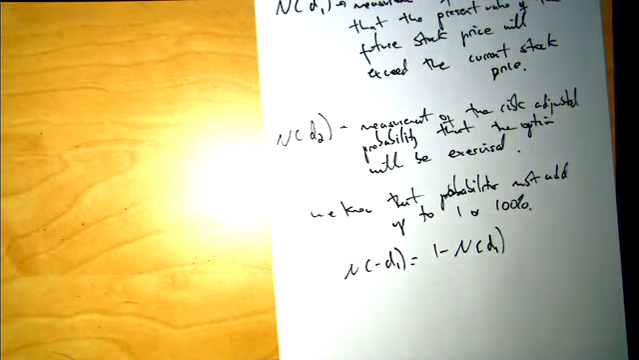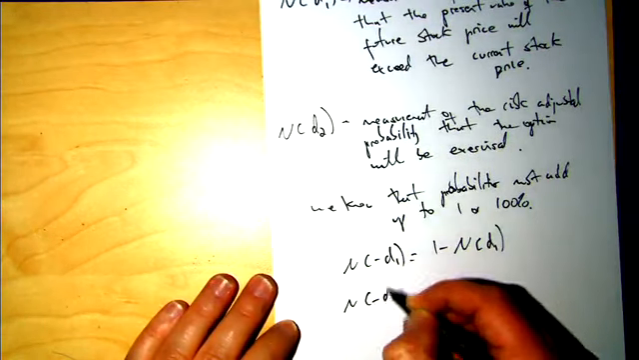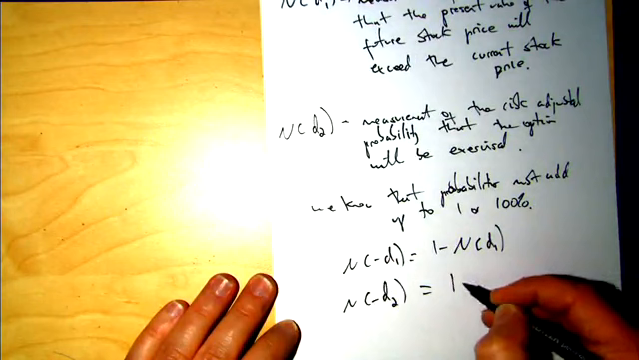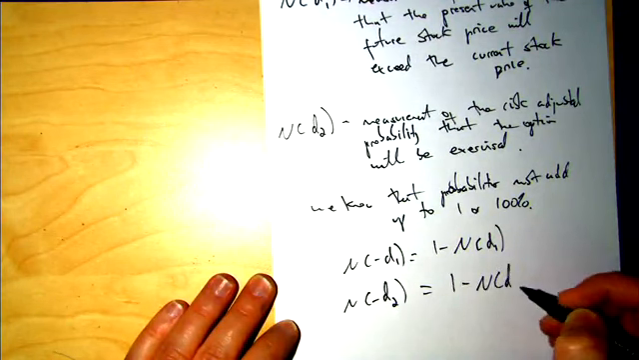Okay, so remember N(d1) is a measurement that prices go up. 1 minus N(d1), or N of negative d1, is the probability that prices go down. It's just the other side of the probability. Likewise, N of negative d2 is just equal to 1 minus N(d2).